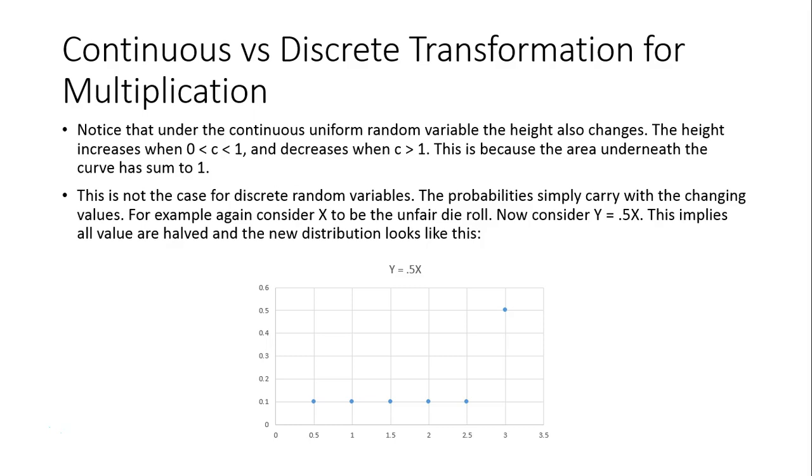For example, consider x to be the unfair die roll again, and now consider y equals 0.5 times x. This implies all values are halved, and the new distribution looks like the following. Okay, so now the 6 times 0.5, or 6 divided by 2, is the same thing. I divide all numbers by 2 in a sense, by multiplying by 0.5. The 6 becomes a 3. The 5 becomes a 2.5. And the 1 becomes a 0.5. So this is a transformed die roll distribution. I just multiply by 0.5. Okay.